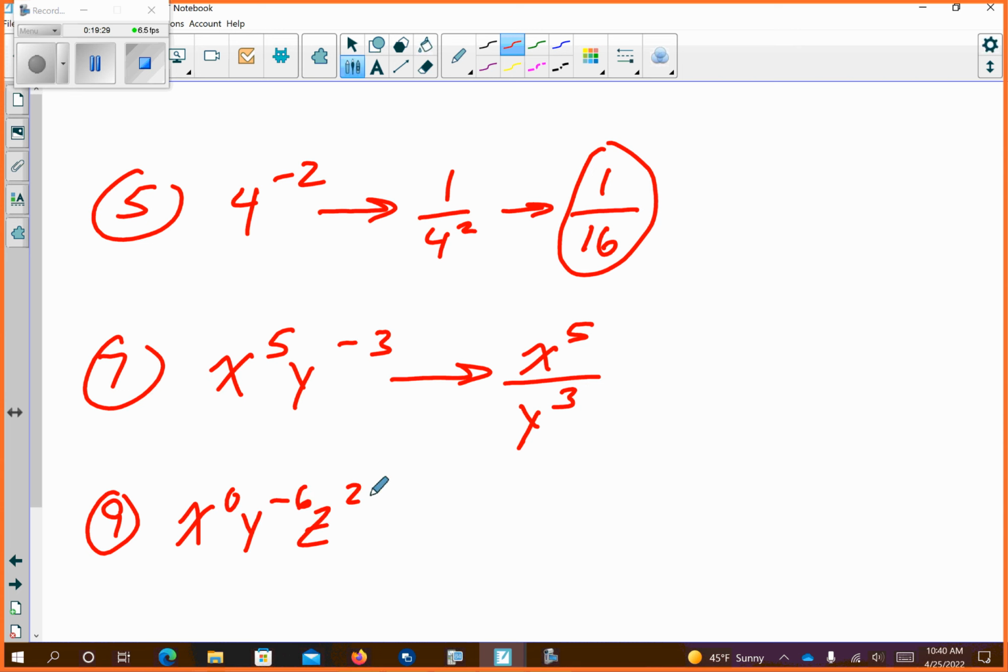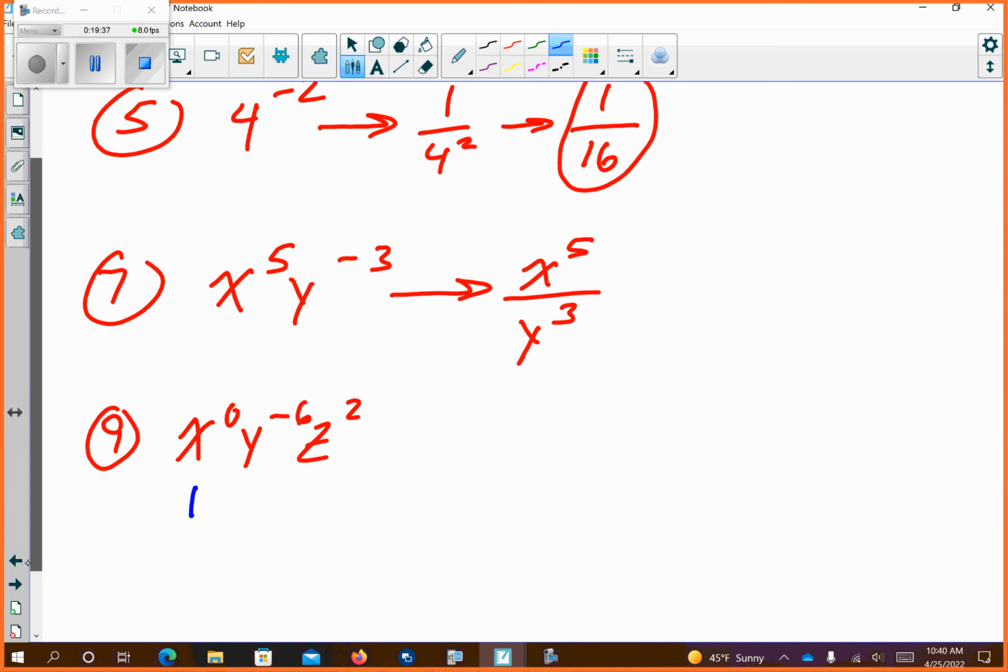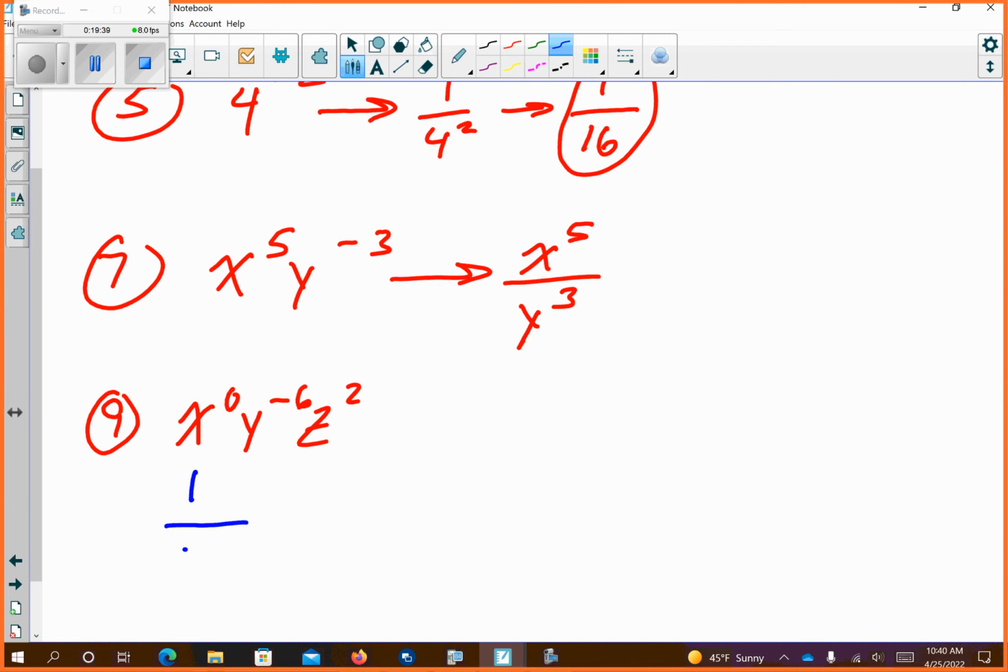Number 9. What's x to the 0? 1. Do any of the exponents move? The y goes downstairs. Z squared stays on top. The 1 comes from the x to the 0, so I could clean this up to give me this. Notice I can't tug of war it, right? Because I have 2 different letters, so you just keep those exponents as is.